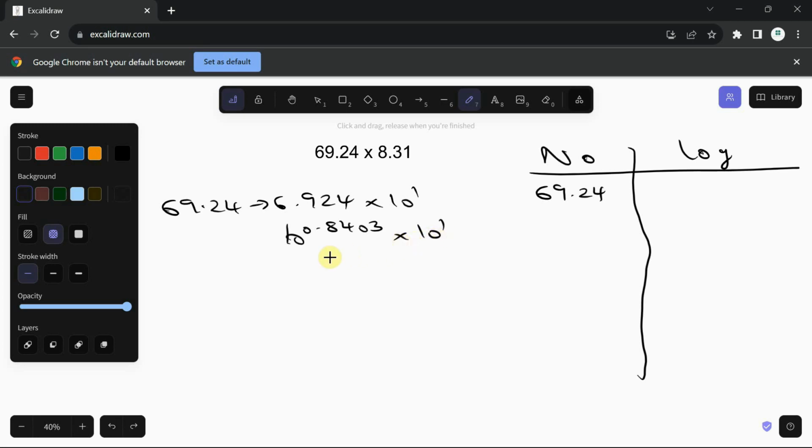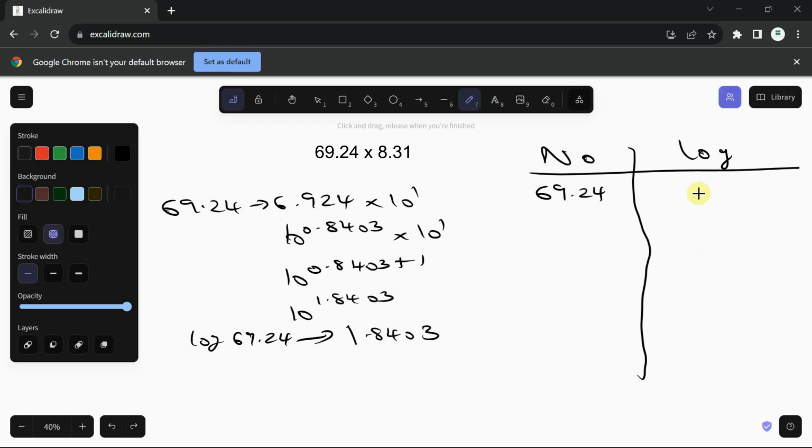The next thing we're going to do is add their powers. So that will be 10 raised to the power of 0.8403 plus 1. If I add these two together, I'm going to have 10 raised to the power of 1.8403. So that means the log of 69.24 is actually 1.8403. I will write it under this log here. And the other value is 8.31.